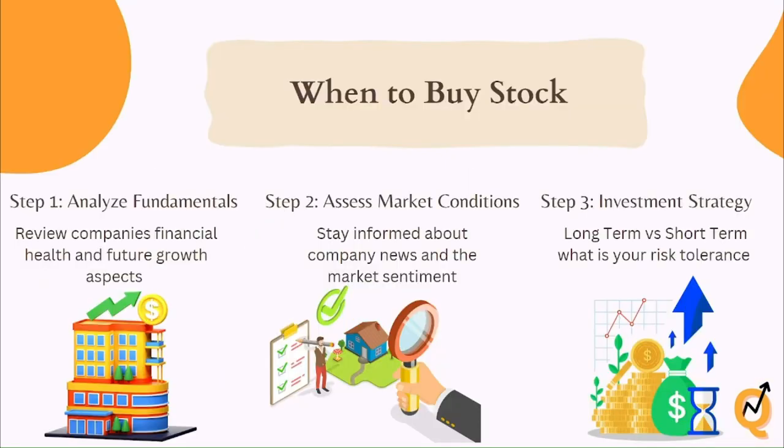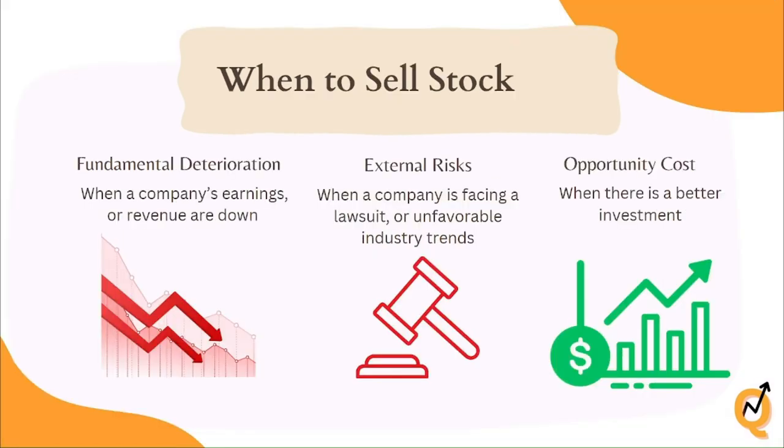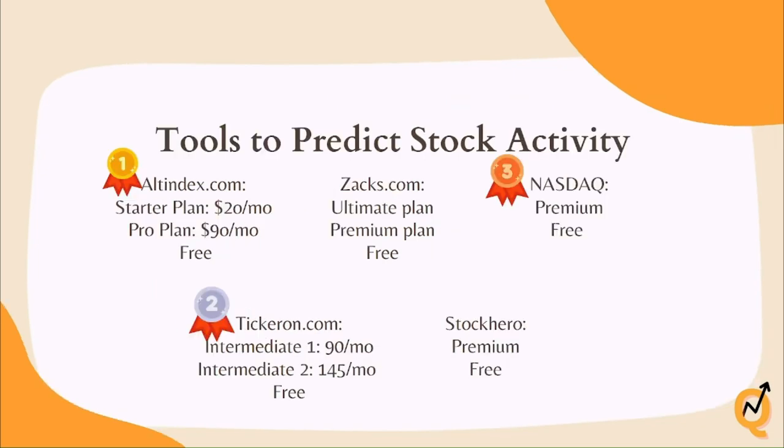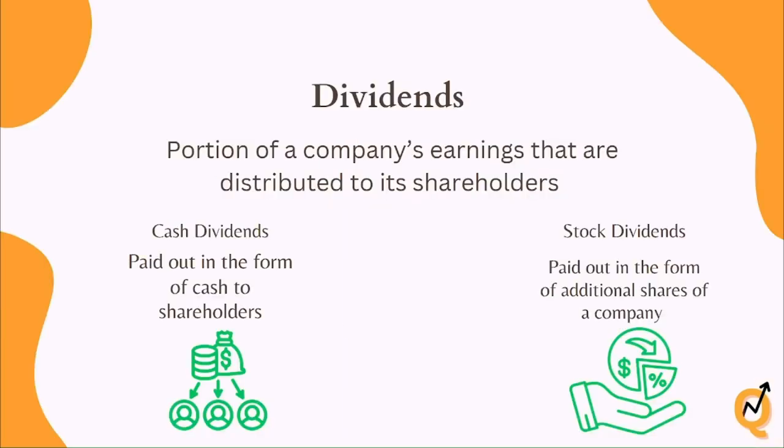So last time we talked a little bit about how to analyze the stock market: when you want to buy a stock, when you want to sell a stock, a widely realized myth about stocks and how to actually prevent belief in that myth, and some of the tools that you can use, but not the only tools that you can use, to predict stock activity. So today we're going to be talking about dividends and the different types, or the different manners, in which someone can buy stocks.